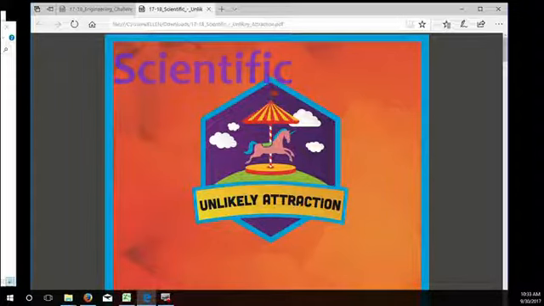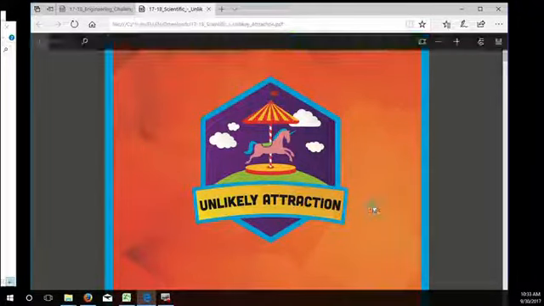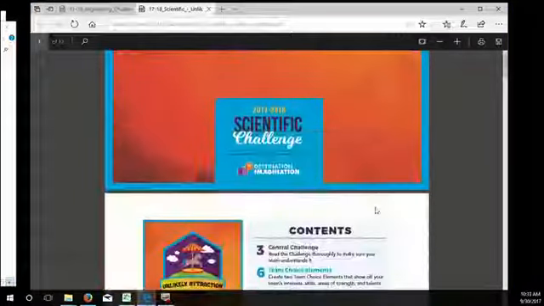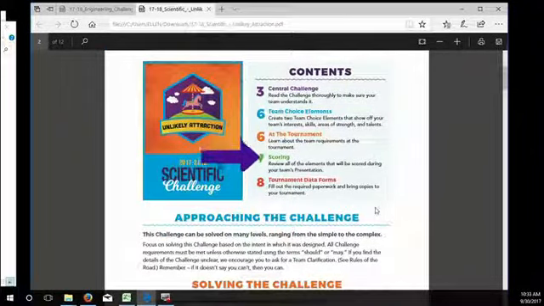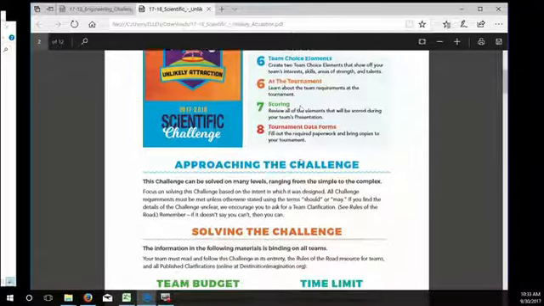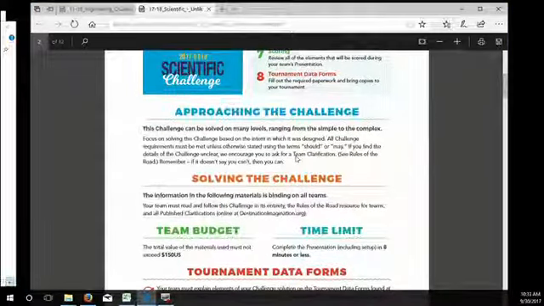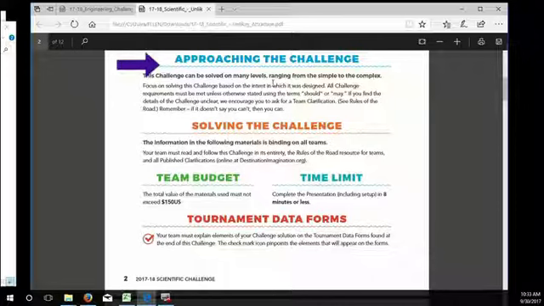So we have a cover page with a logo for each one of the challenges, and we're going to page down to the second page, which has a table of contents, which tells you all of the main sections of the challenge. And then the next little section is how to approach the challenge, either in a low-level, simple solution, or it can get as complicated as you like.